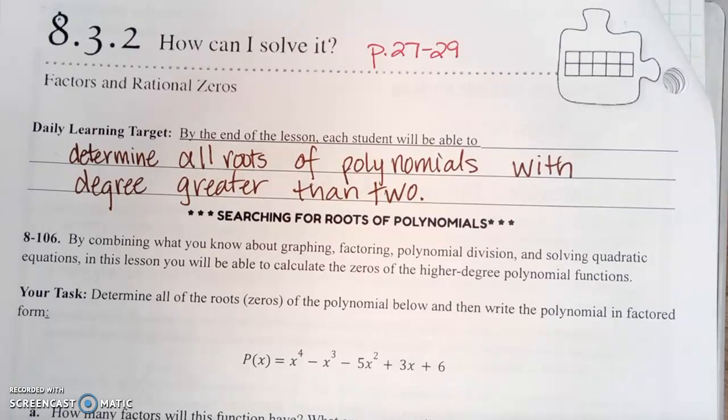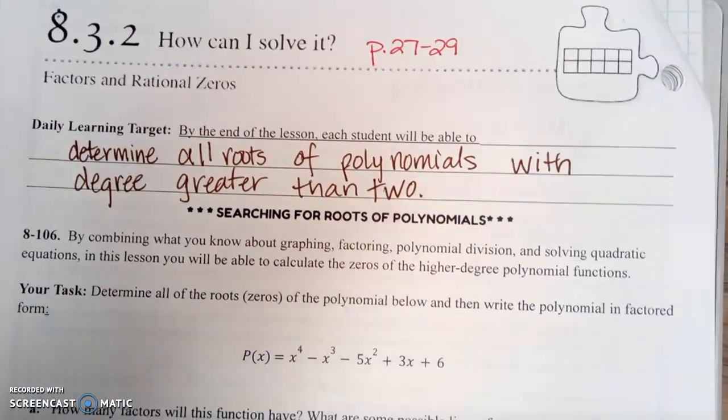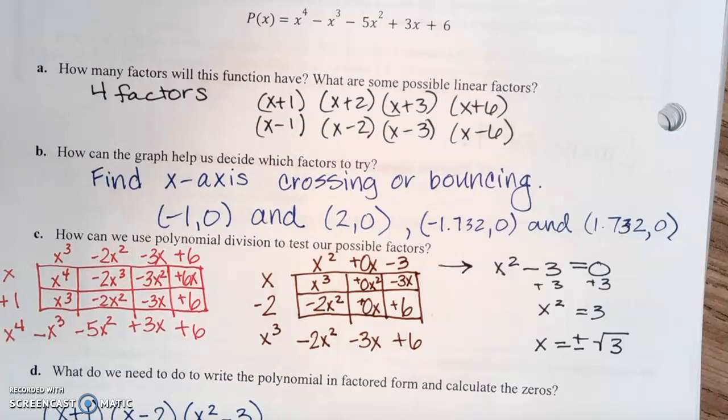All right. Question 106 says, by combining what you know about graphing, factoring, polynomial division, and solving quadratic equations in this lesson, you will be able to calculate the zeros of the higher degree polynomial functions. Your task is to determine all of the roots, or what we call the zeros, of the polynomial below, and then write the polynomial in factored form. All right, so the polynomial they're giving us is x to the 4th minus x to the 3rd minus 5x squared plus 3x plus 6.